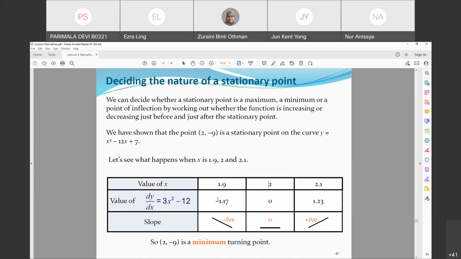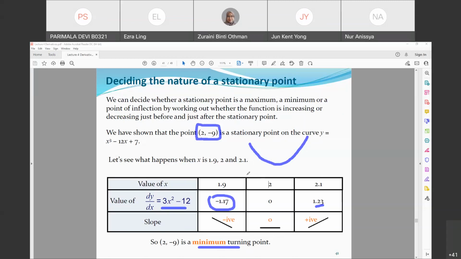Okay, so sekarang kita masukkan 1.9 dalam equation derivative ni. Okay, kita dapat negatif. So kita tahu bila dia negatif, it is decrease. And bila dia positif, it is increase. But when it is 0, it is flat. Kalau yang ni, kita lakarkan, dia akan dapat something yang macam ni lah kan. It is minimum. This is one way how to decide this titik ni.